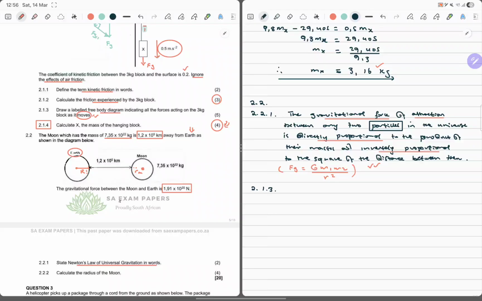Right, next question says, calculate the radius of the moon. We knew we were going to need to. So this is very important. So let's go for it. We know that Fg is going to be big G m earth m moon divided by the distance between them squared. Now let's substitute. We've got 1,91 times 10 to the 20. It's quite a big force, yo. It's quite a big force.